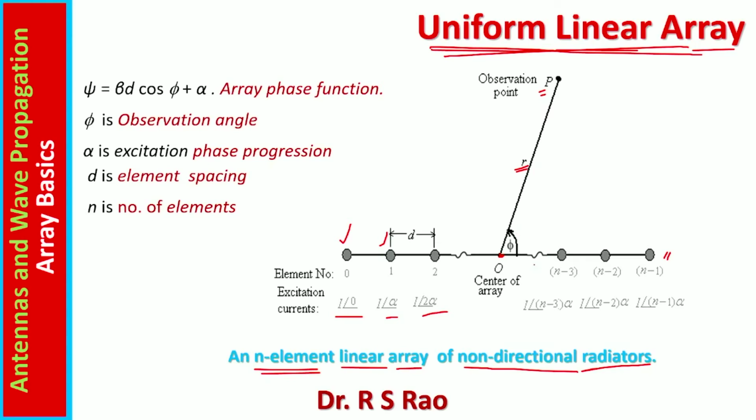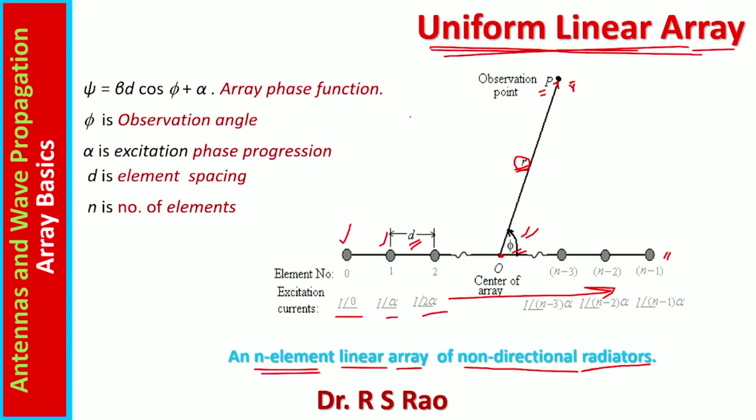The angle between length of the array, this is length of the array, and radial vector or radial distance. This r is radial distance. If we add direction to it, it becomes radial vector. The angle between length of the array and radial vector, that angle is denoted by phi. This is standard symbol. Distance between antenna elements is indicated by small d. These are all standard symbols.